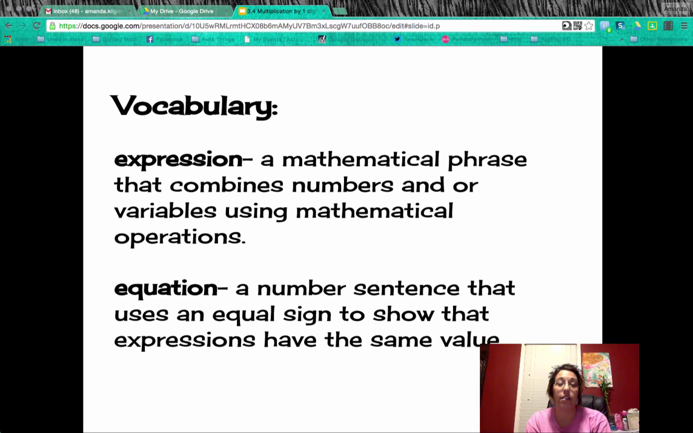First word is expression. That is a mathematical phrase that combines letters or variables using mathematical operations like addition, subtraction, multiplication, division. An equation is a number sentence that uses an equal sign to show that the expressions have the same value.